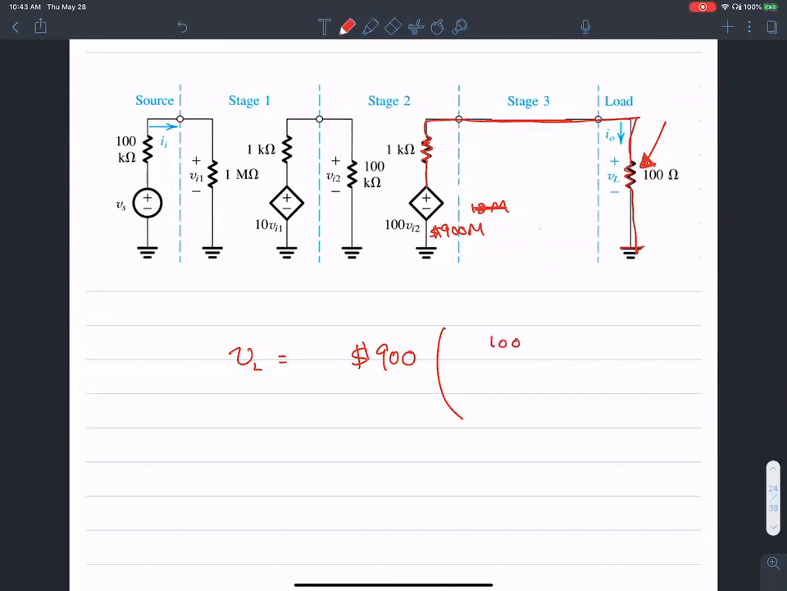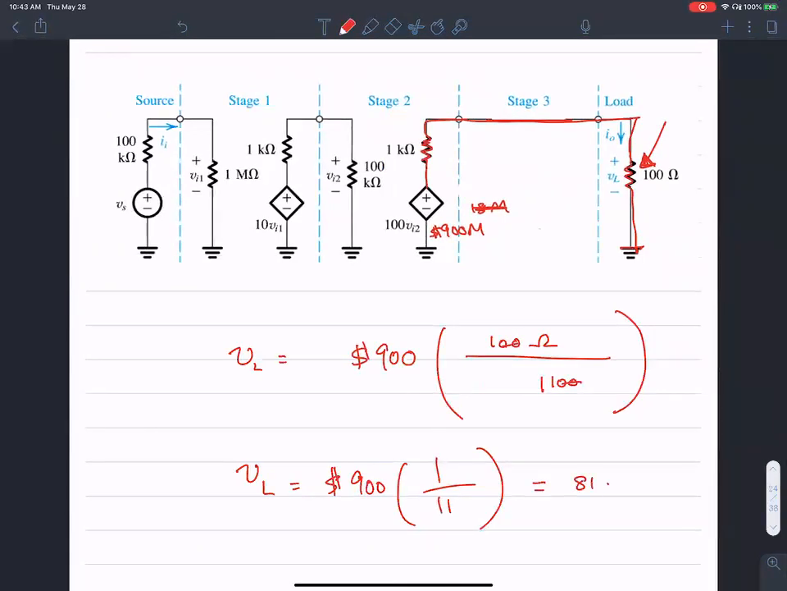VL would now be this $900 million, a simple voltage division between the resistance here and the output resistance here. So it's going to be 100 ohms. Are you paying attention? I think it will be 1100. Yeah, 100 plus 1000. So your final cash out is going to be $900 million by 100 over 1100. Let's do that number. 900 divided by 11 is going to give me $81 million.